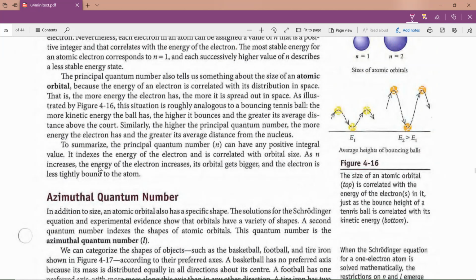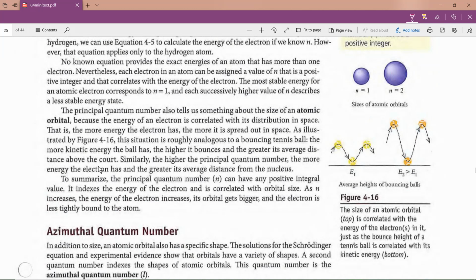The larger the value of n, the larger the orbital. So if we're talking about an s orbital, which some of you will remember from last year, spherical in its outer surface, the n equals 2 s orbital is larger than the n equals 1. Each successively higher value of n describes a less stable energy state. So if I go to n equals 3, that's larger still.